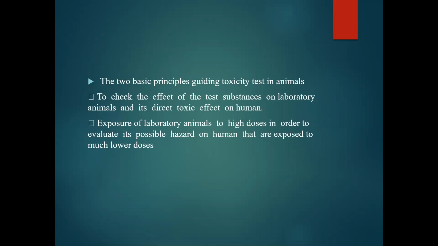The two basic principles guiding toxicity tests in animals: to check the effect of the test substance on laboratory animals and its direct toxic effect in humans. So the effect of the test substance is first checked on the laboratory animals, and its direct toxic effect on humans is checked. Another one is the exposure of laboratory animals to high doses in order to evaluate the possible hazard to humans that are exposed to much lower doses. So basically the laboratory animals are first exposed to high doses so that we can evaluate the possible future hazard on humans that are exposed to much lower doses.